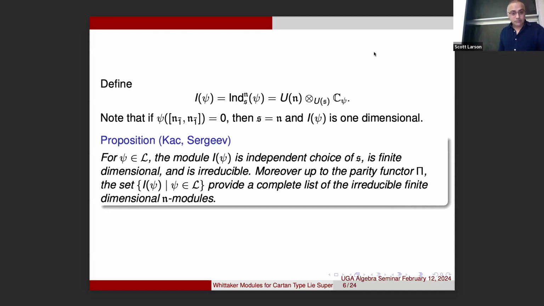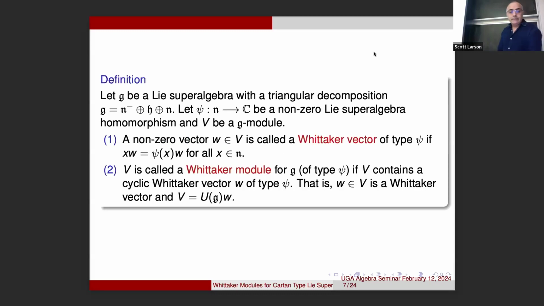Okay, so the reason we cannot extend many results is that this not being one-dimensional creates a problem for irreducible modules. Okay, so I will give you the definition of Whittaker module one more time. Again, if you want to define Whittaker modules for any algebra, we need a triangular decomposition. Let G be a Lie superalgebra with a triangular decomposition, and let psi be a non-zero Lie superalgebra homomorphism. It means it maps the odd part to zero because it's a Z2 homomorphism.